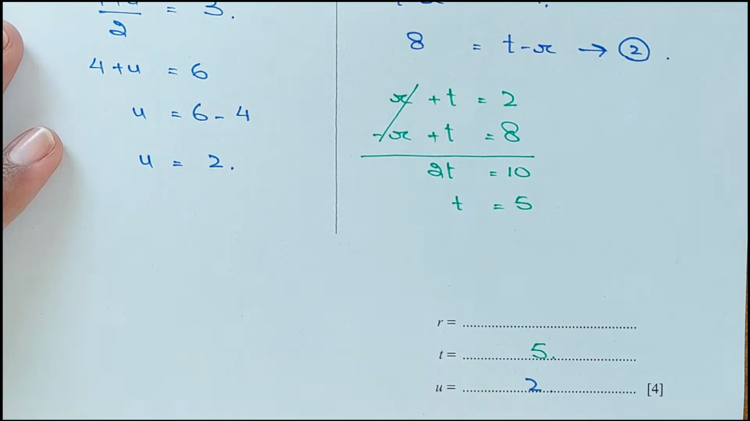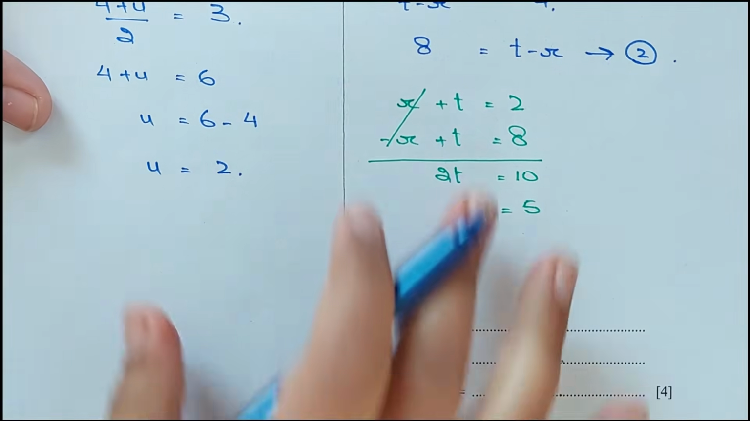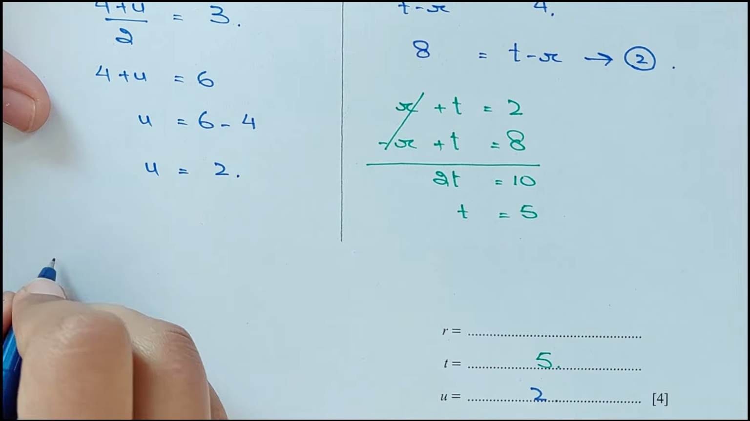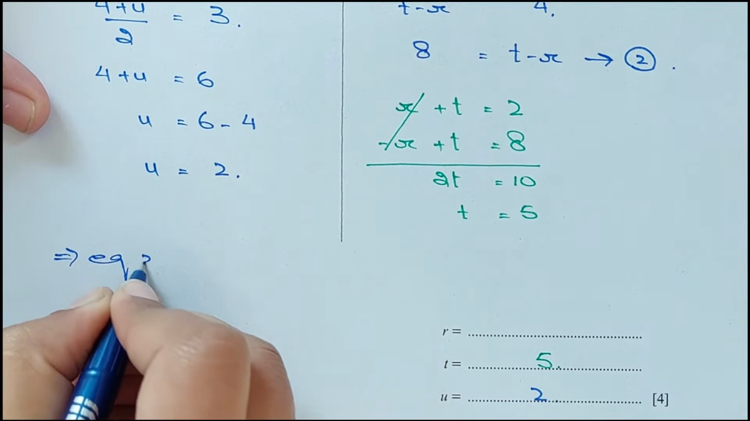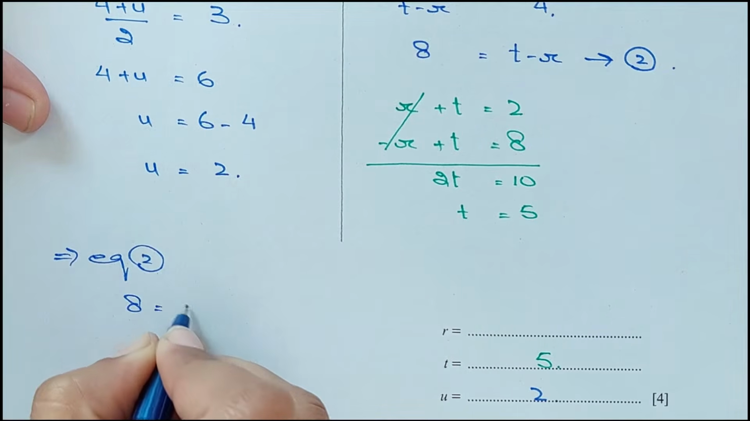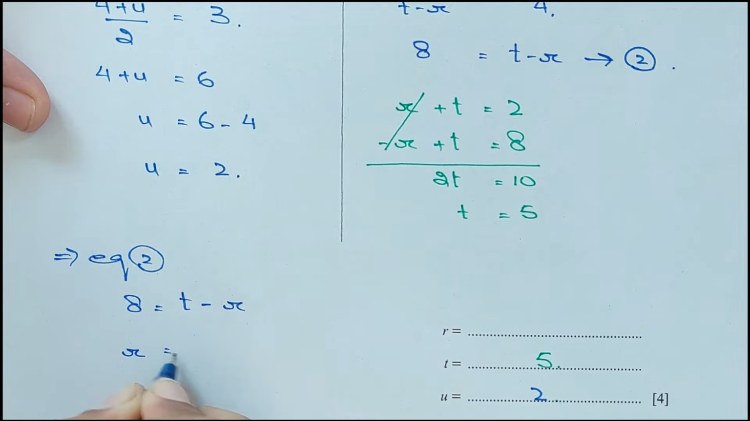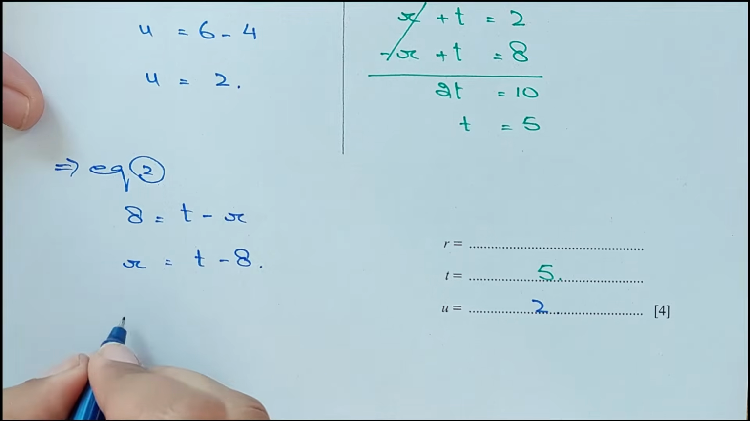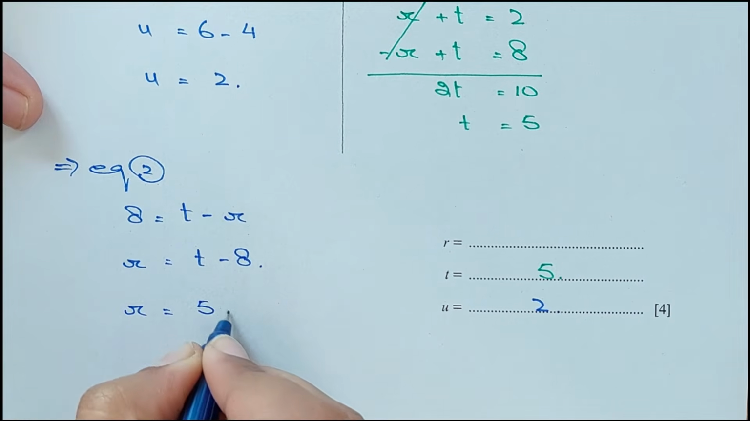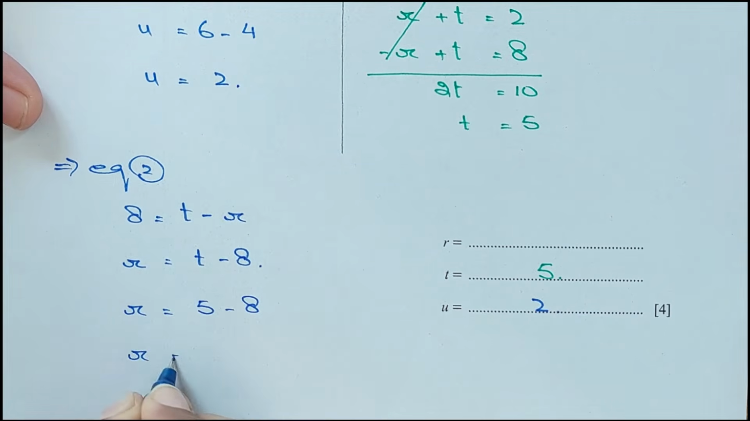Right. Okay, now let me substitute the t value into the first or second equation to get r. So let me put it in equation 2. So 8 equals t minus r, and from here shifting r over, we have t minus 8 is r, right? So t value is 5. 5 minus 8, so r is negative 3.